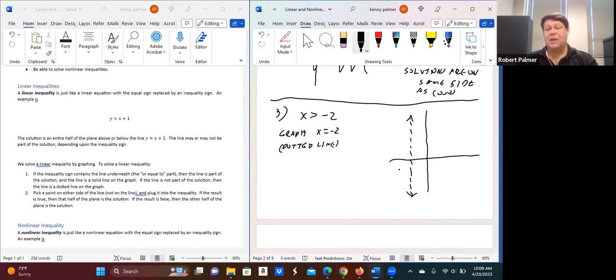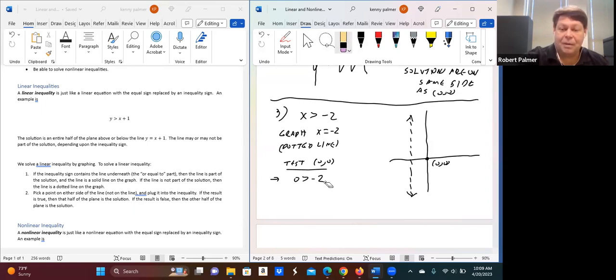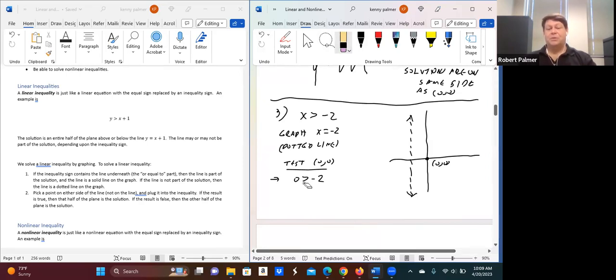Then pick a point on either side of that line. Let's just pick (0, 0), something simple. So test (0, 0). Plug it in. Here, of course, there's no y, but x is 0. So 0 is greater than negative 2. That's true. Remember, greater than means to the right of on the number line. We're not talking about absolute value. We're talking about where it is on the number line. 0 is to the right of negative 2.